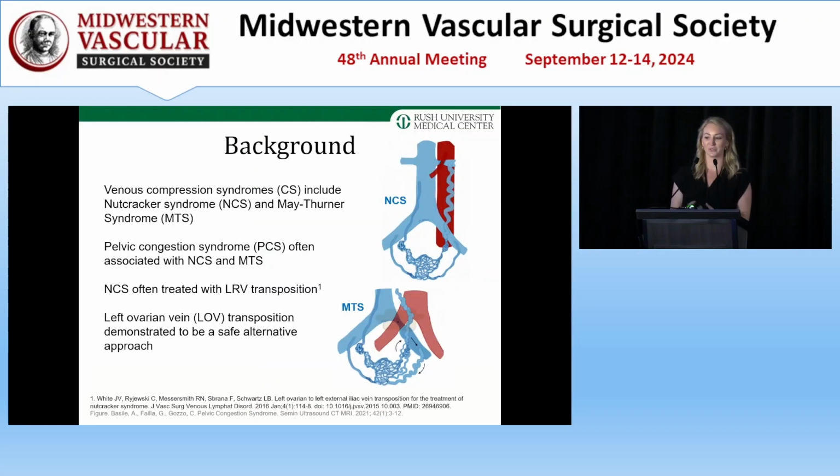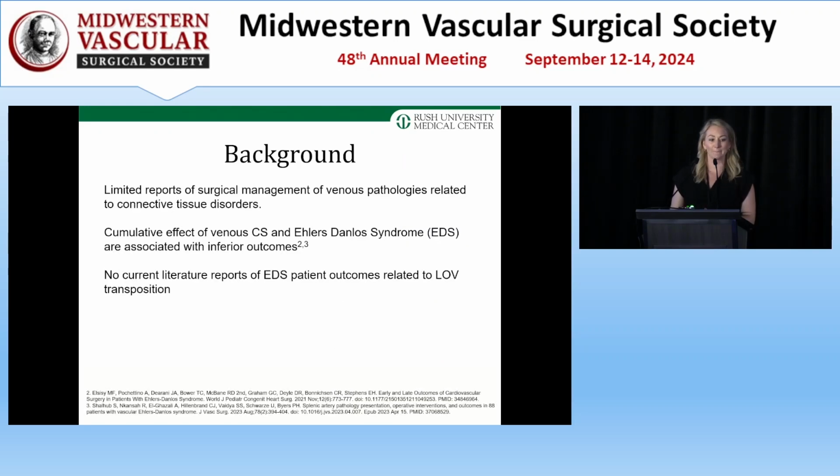Great. Okay. Venous compression syndromes have various clinical presentations and are often misdiagnosed, leading to delay in treatment. Nutcracker and May-Thurner are two examples wherein the vein is compressed by a high-pressure arterial vessel. Pelvic congestion syndrome is often associated with Nutcracker syndrome and less commonly May-Thurner, resulting in gonadal vein reflux, pelvic varicosities, congestion, and pelvic pain. The most common procedure used to treat Nutcracker has been left renal vein transposition. However, literature reports have demonstrated left ovarian vein transposition to be a safe alternative approach.